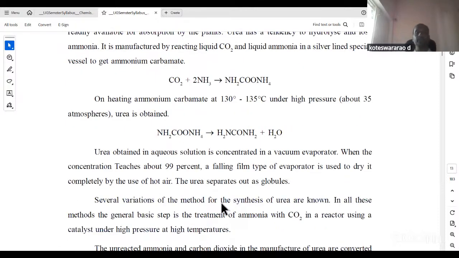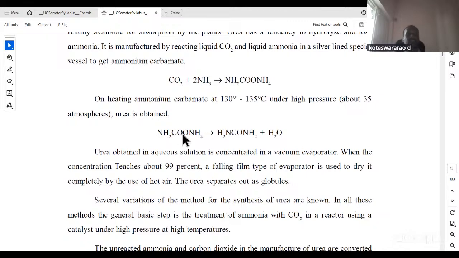Urea obtained in aqueous solution is concentrated in a vacuum evaporator. Whenever we are heating, water will be evaporated slowly. That vapor will be collected by the vacuum pump, which removes the water from the resulting mass. Slowly it will be solidified. When the concentration reaches about 99%, a falling-film type of evaporation is used to dry it completely by the use of hot air, and the urea separates out as balls, globules.